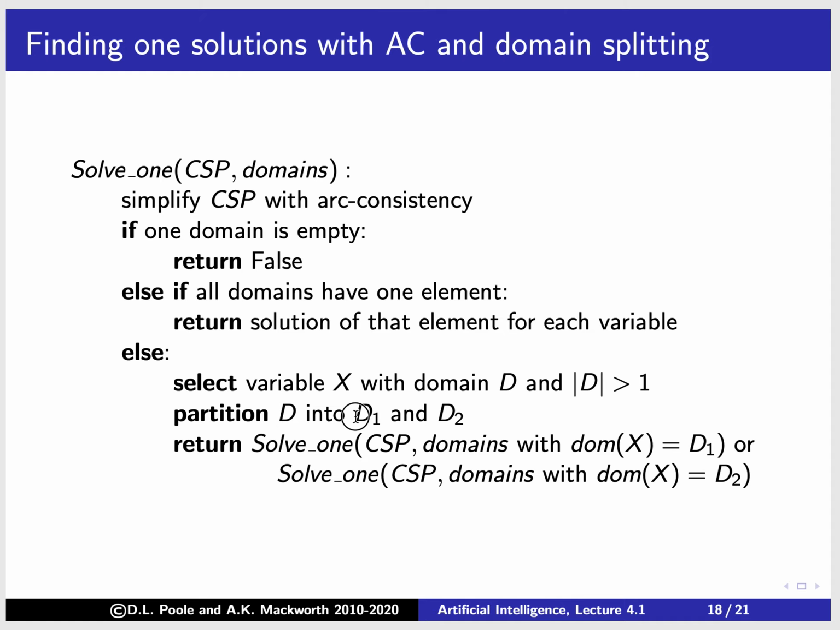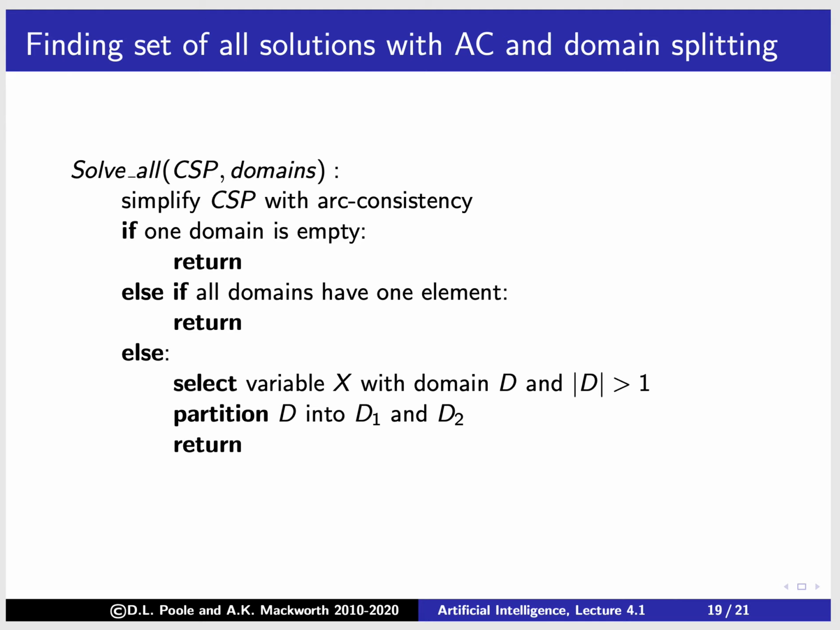We partition its domain into two parts, D1 and D2, and then we solve one CSP. These are now simpler CSPs because the domain size of X is reduced. So these are both simpler than before. We solve one of them. If that returns a solution, we return it. But if that returns false, we return the result of the other one. That's how you can find one solution with arc consistency and domain splitting. This is solve one, as given in the code.